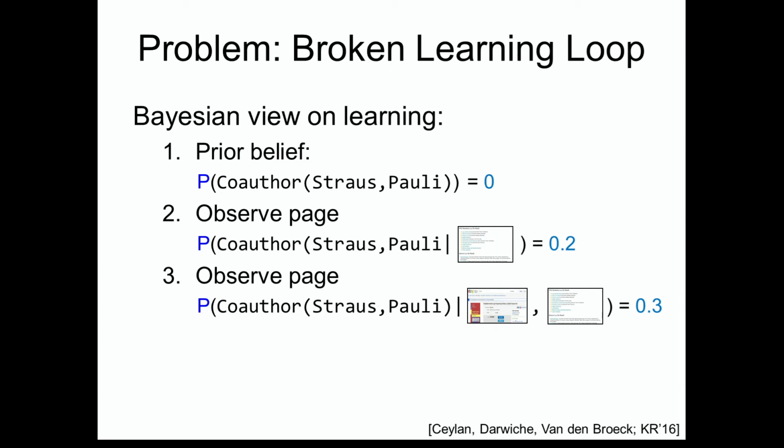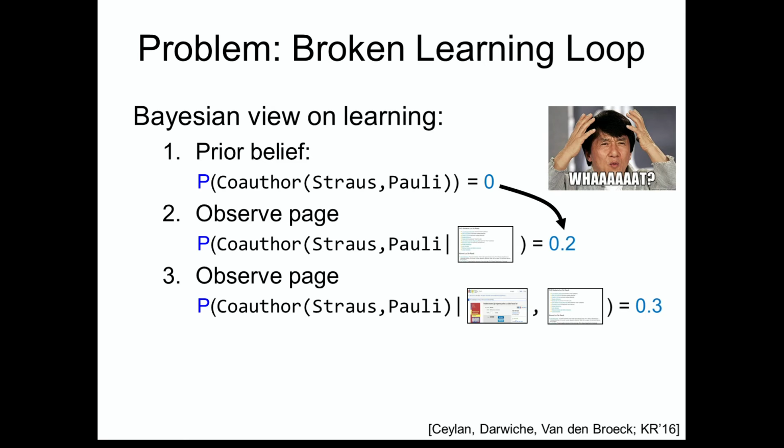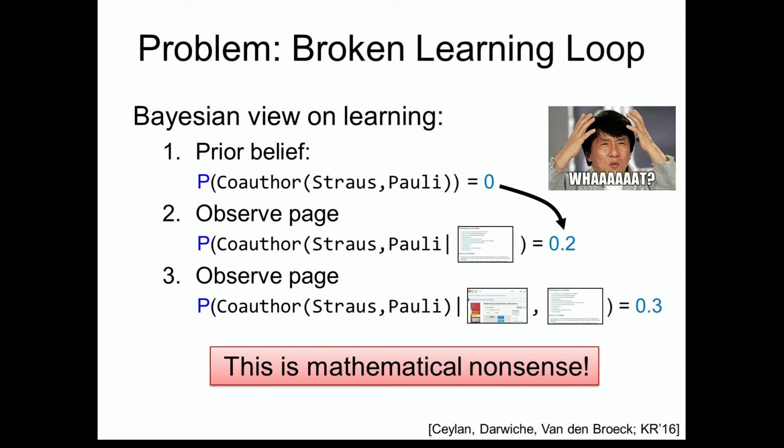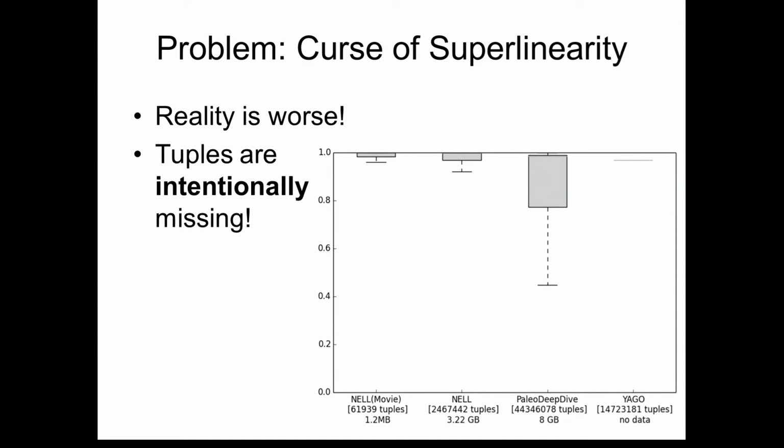And it looks innocuous, but what's really going on here is that this is absolute mathematical nonsense, as far as I understand. You can never have a belief that something is probability 0, condition your distribution on an event, and then get a non-zero probability out of it. So mathematically, this whole learning loop that people use in knowledge-based completion, at least when it's based on the closed world assumption, is completely broken from a principled mathematical point of view. This is something I don't really like, even though it works in practice, of course.